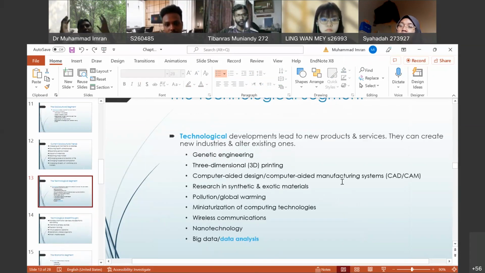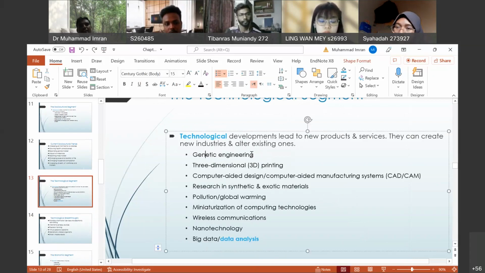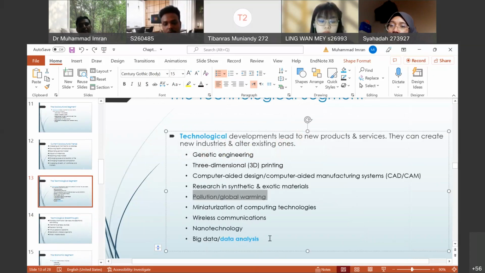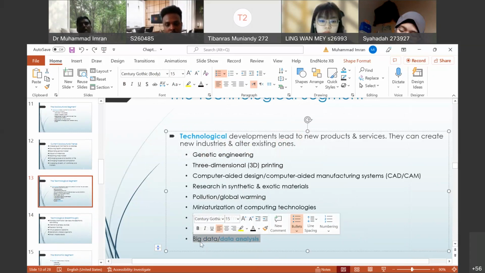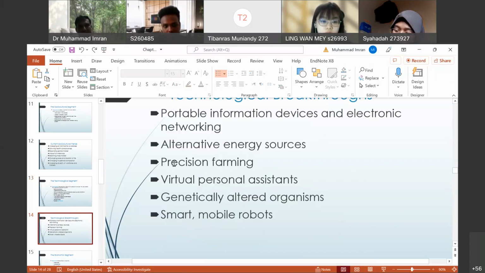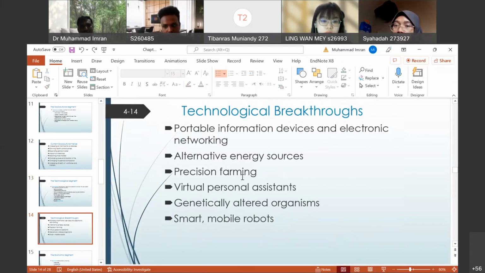Don't get bored. This will be our second last. Technological: genetic engineering, three-dimensional printing. Some examples of technological advancement: big data analysis. We can handle so much big data, a big warehouse of files can be squeezed and stored in one file, and stored in cloud computing. What does cloud mean? Cloud means Google Drive. This is the cloud now.